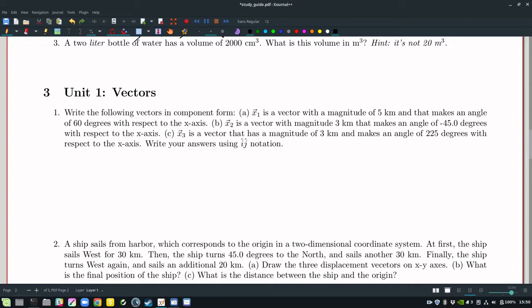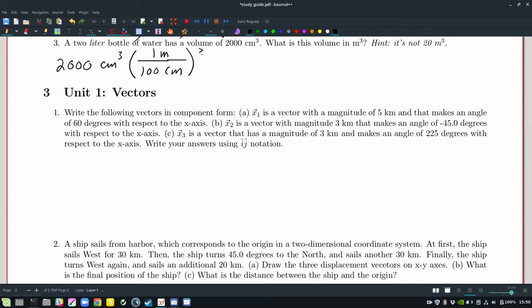Now, a 2-liter bottle of water has a volume of 2,000 cubic centimeters, or cc's. What is this volume in meters cubed? And the hint is telling you not just to divide by 100, because we have to divide by the right factor that converts centimeters cubed to meters cubed. So let's start with the original volume of 2,000 centimeters cubed, and then how would we change a centimeter into a meter? Well, we need 100 centimeters in the bottom, and that's equal to 1 meter in the top.